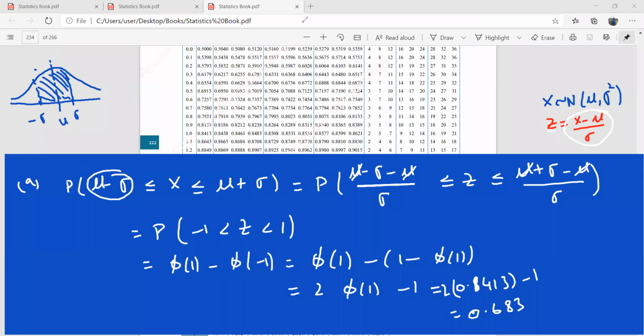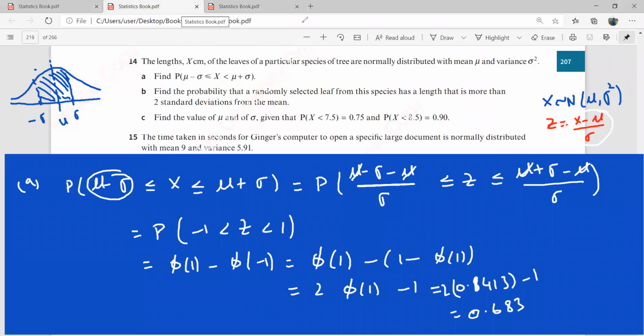Okay, and then we go back to the question. It says find the probability that a randomly selected leaf from this species has a length that is more than 2 standard deviations from the mean. Oh, it is more than, it doesn't say between the 2 standard deviations. So guys, be very careful with the statement here.